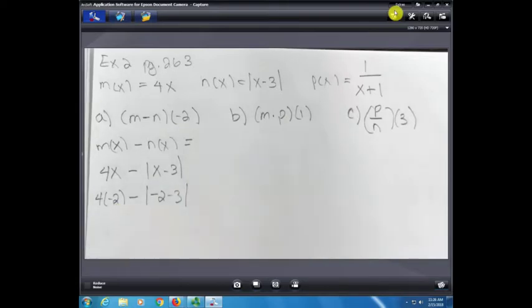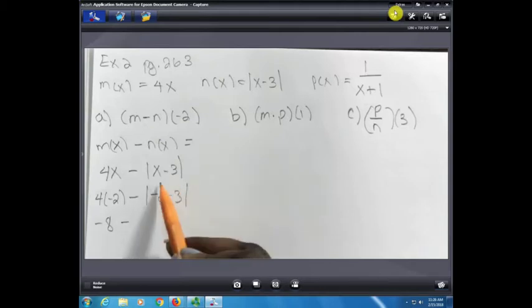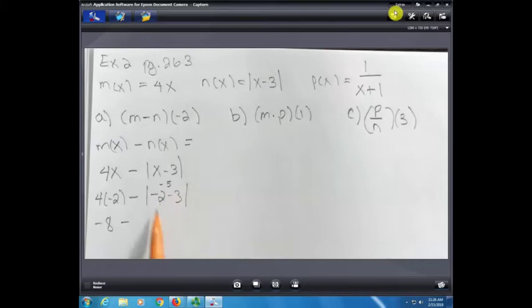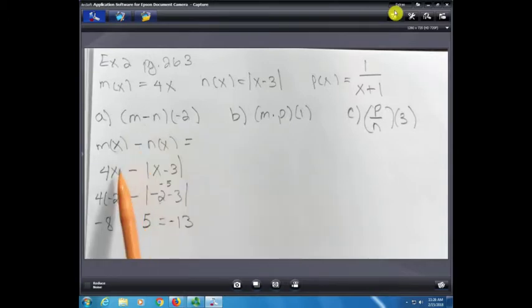So this is 4 times negative 2. Now, negative 2 minus 3 is what? It's negative 5. What is the absolute value of negative 5? 5. And negative 8 minus 5, negative 13.